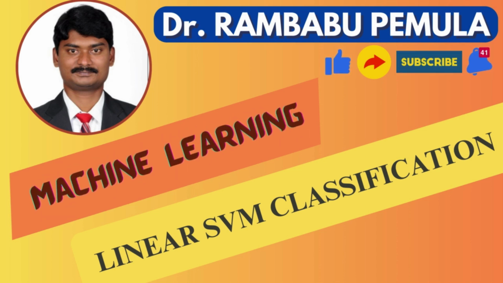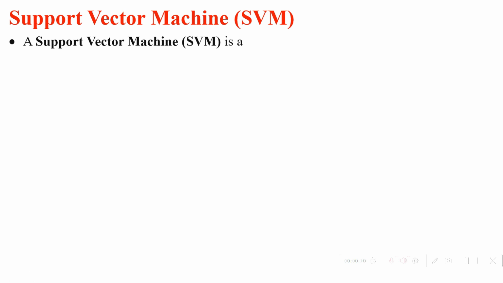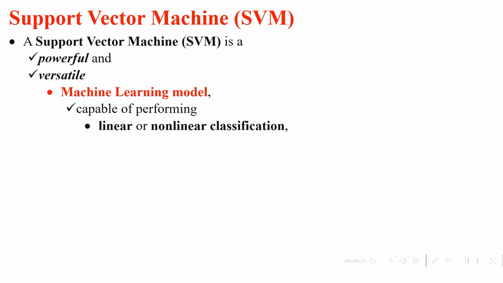In this video, I am going to explain linear support vector machine classification. Linear support vector machine classification is one part of support vector machine classification. It is a powerful, versatile machine learning model. It performs linear or nonlinear classification and regression, as well as outlier detection.